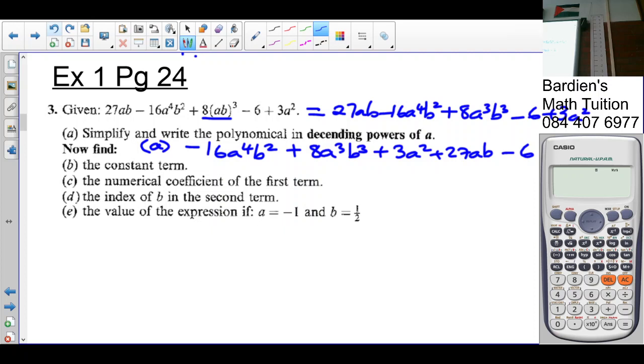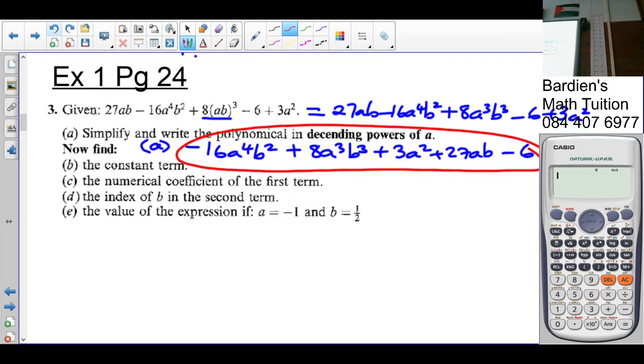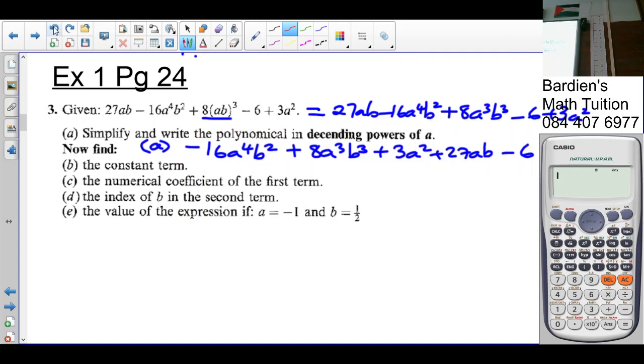Let's look at question B. The question is, now find the constant term. Once you have simplified and written the expression in descending order, now they want you to find the constant term. So which means to say I must use this here and take it from there. You all understand? Right. So let's go.